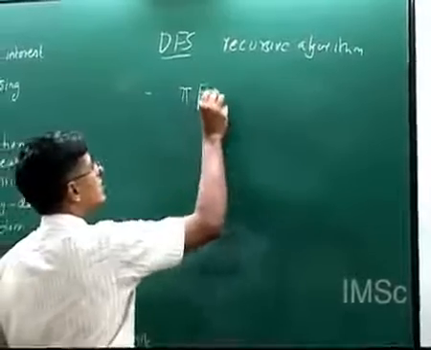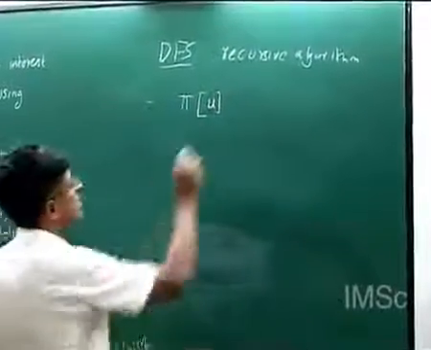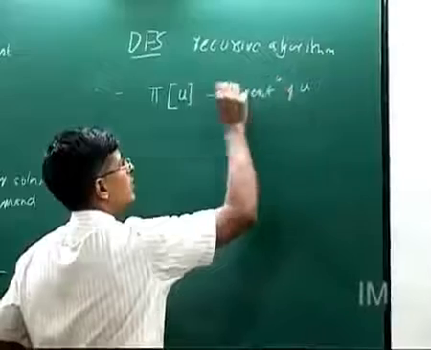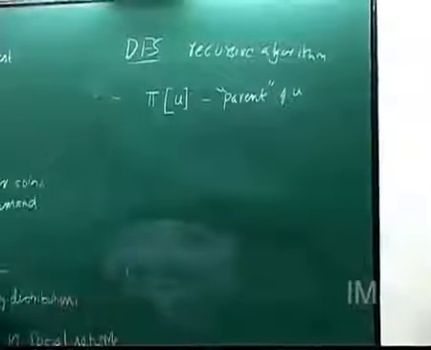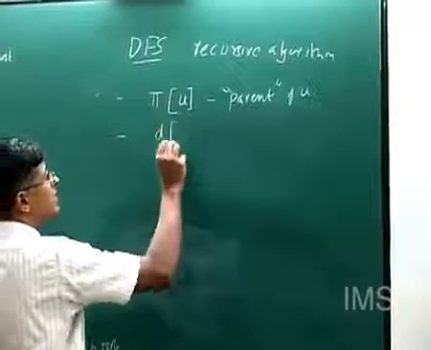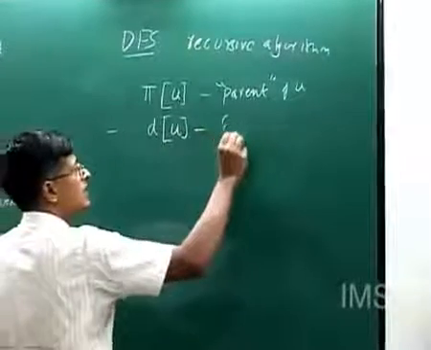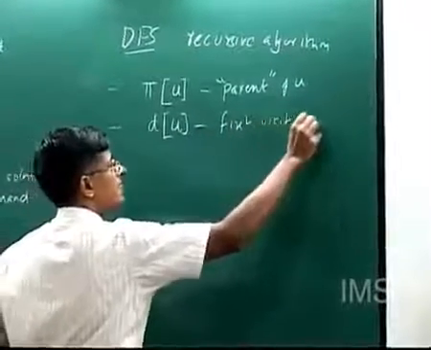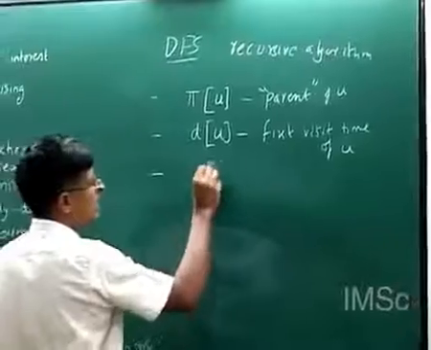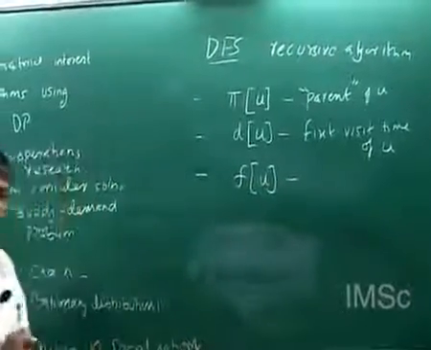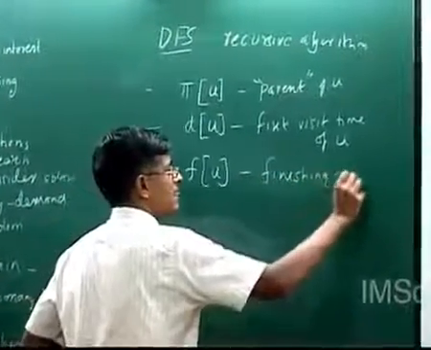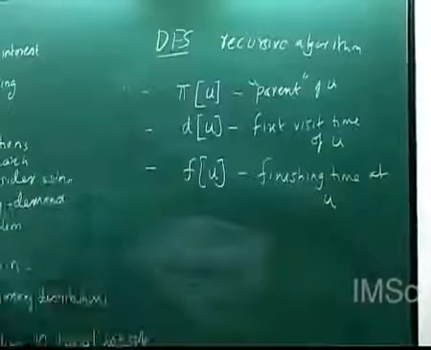So basically for every u, right, in a sense pi of u is the parent of u, and I will explain what parent is, but I am sure some of you might have seen this already. Right. Then it also gives you a data structure, an array which is d of u, the first visit time of the vertex u, and another array which is f of u, which one can think of as finishing time at u.